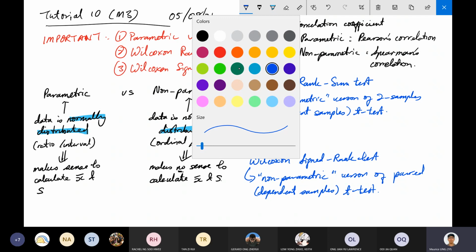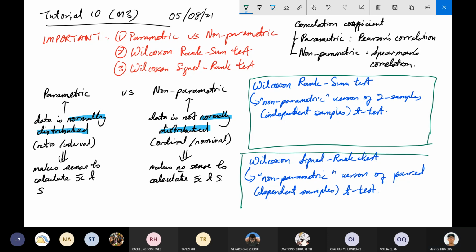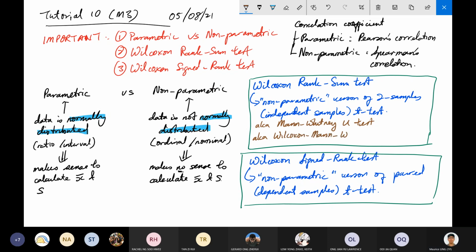Now the next thing that is quite important is this. This test sometimes is called by different names. Occasionally, your Wilcoxon rank sums test, if you go and Google it, is also known as your Mann-Whitney U-test, also known as the Wilcoxon Mann-Whitney U-test. Okay, they're the same item.